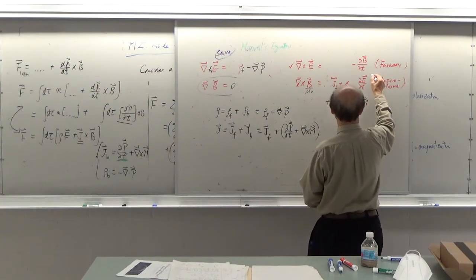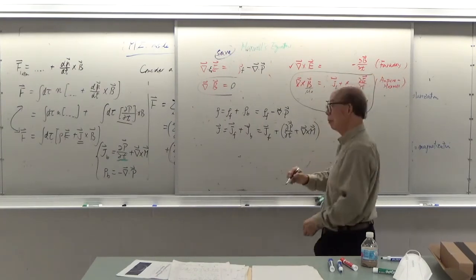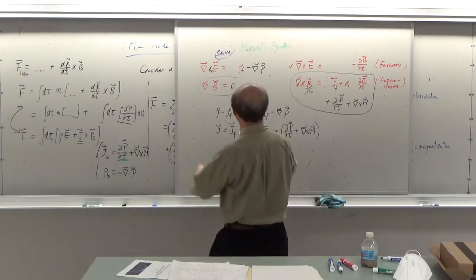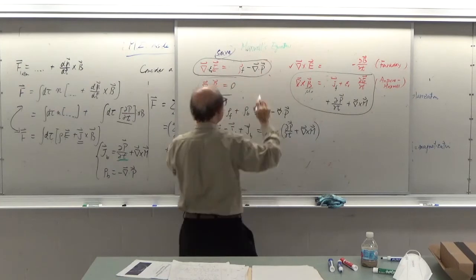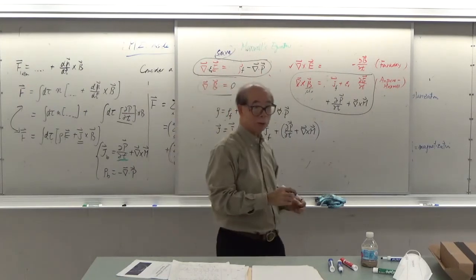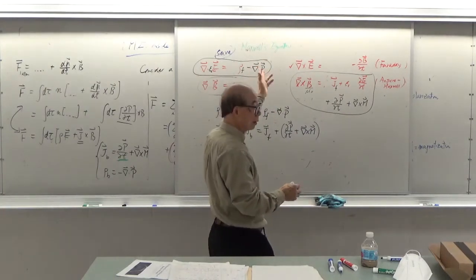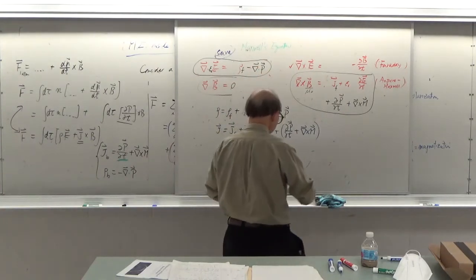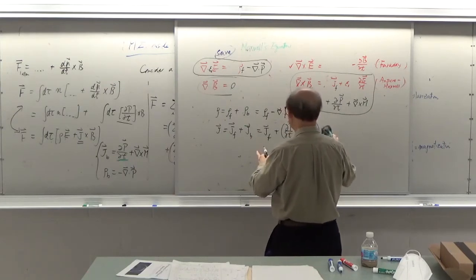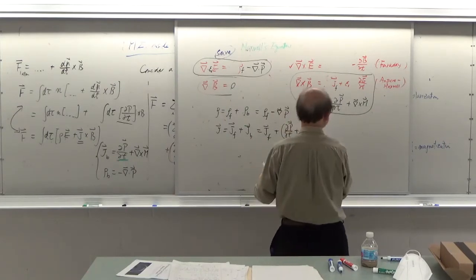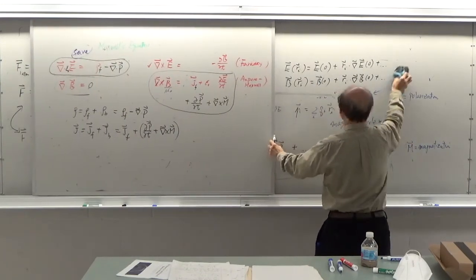So this is now the Ampere-Maxwell equation, and this is now the Gauss law for the Maxwell's equations inside the matter. And I can use this one.